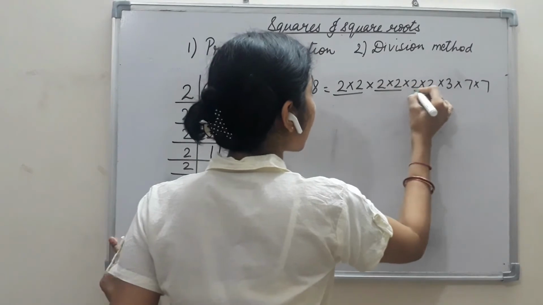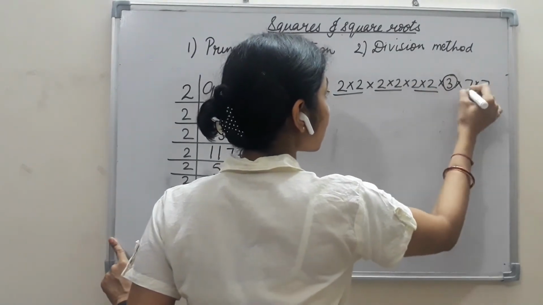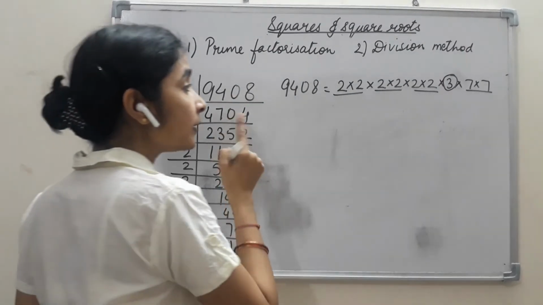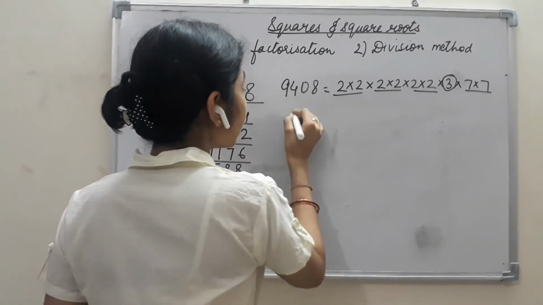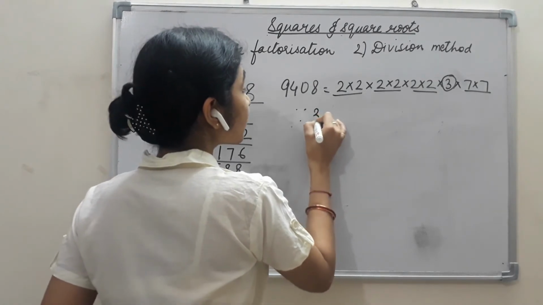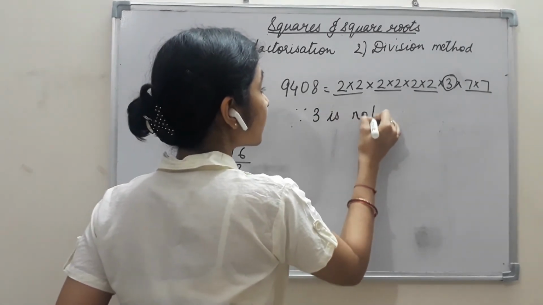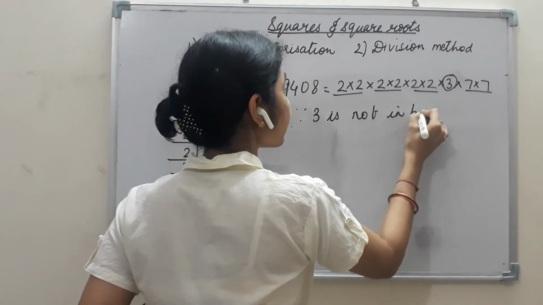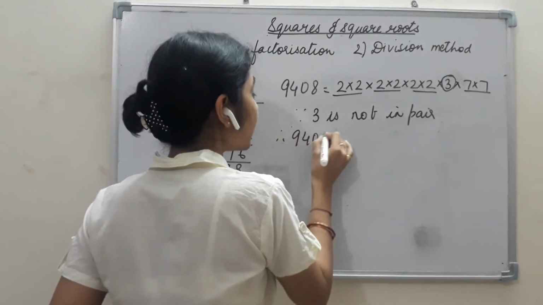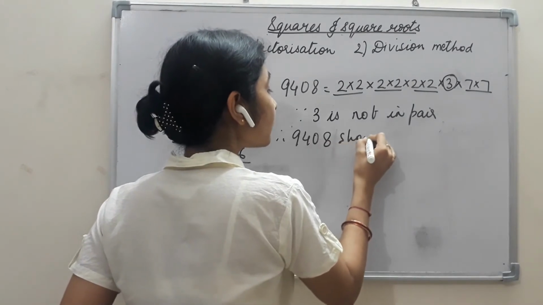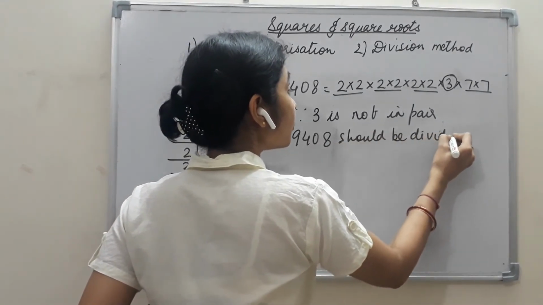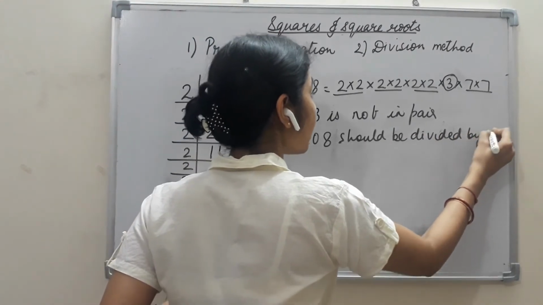Again 2s are in pairs, but 3 is not in a pair and 7 is in a pair. Okay, so we should divide this number by 3, since 3 is not in pairs. Therefore 9408 should be divided by 3 to make it a perfect square number.